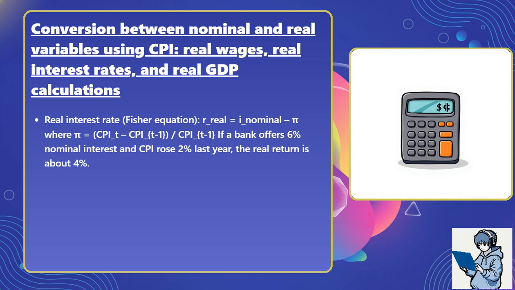Real interest rate, Fisher equation. Real rate equals nominal interest minus pi. Pi equals CPI at time t minus CPI at time t minus 1, divided by CPI at time t minus 1. If a bank offers 6% nominal interest and CPI rose 2% last year, the real return is about 4%.